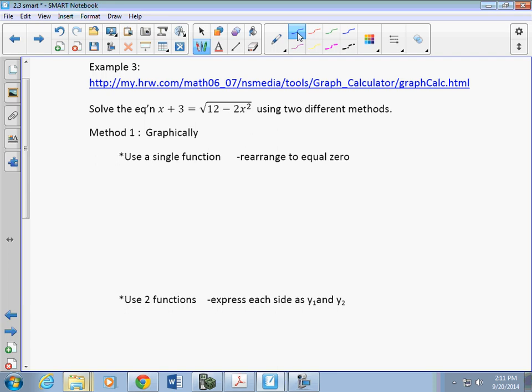So first I'm just going to set this up. If we're using it as a single function, we need to rearrange so that our equation is equal to 0. So basically what that means is I have to take this over to the other side. So I have 0 is equal to square root of 12 minus 2x squared minus x minus 3. So that is going to be, when we put it in our calculator, our y1 equation.